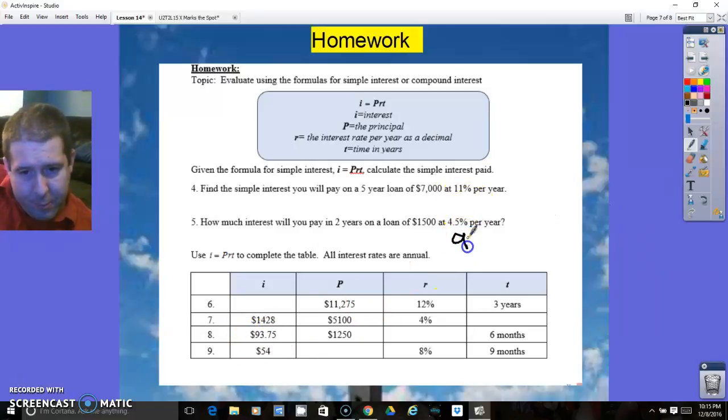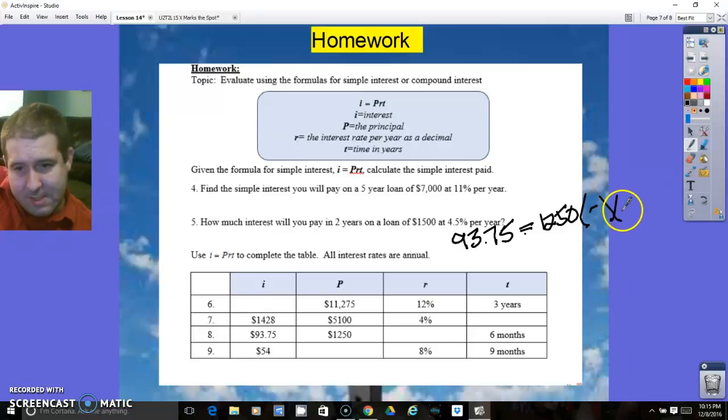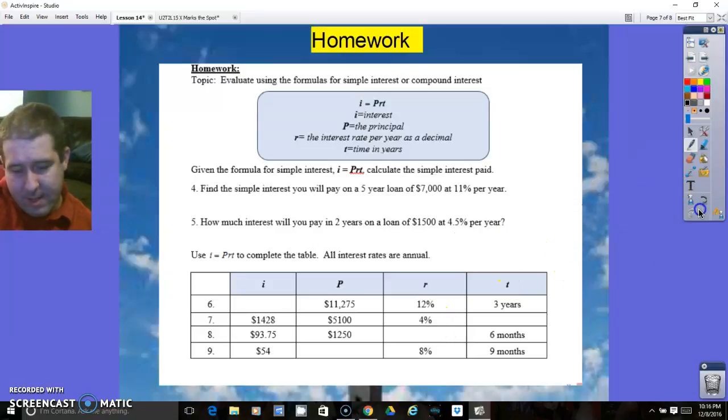Number 8, $93.75 equals 1250 times something, which is the rate, times 6 months, which is the same as half a year. So that's half. So here we go. 93.75 divided by 1250, and then divide that by 0.5, which means the rate must have been 15%, because I got in my calculator 0.15 as the answer. So that's 15%.